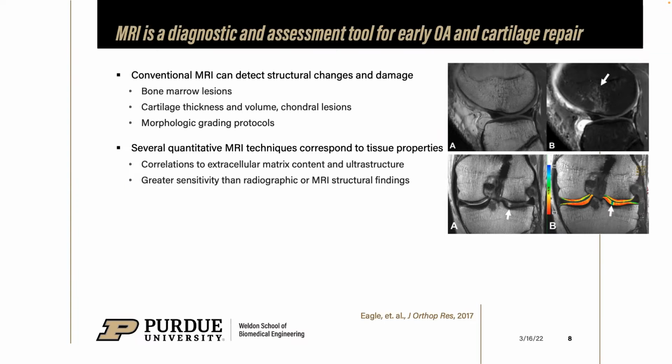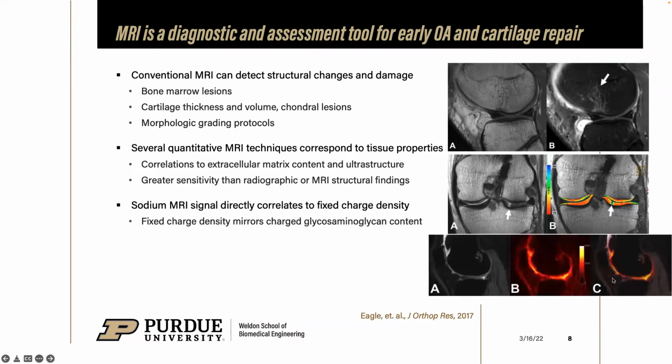And so far, a lot of the consensus from the field is that these quantitative MRI techniques are actually much more sensitive to early OA progression than radiographs, right? So X-rays, or even the structural findings that we see from conventional MRI, right? And so you can see changes in some of these quantitative MRI measures earlier in the progression of OA than you can some of the changes in thickness and volume.